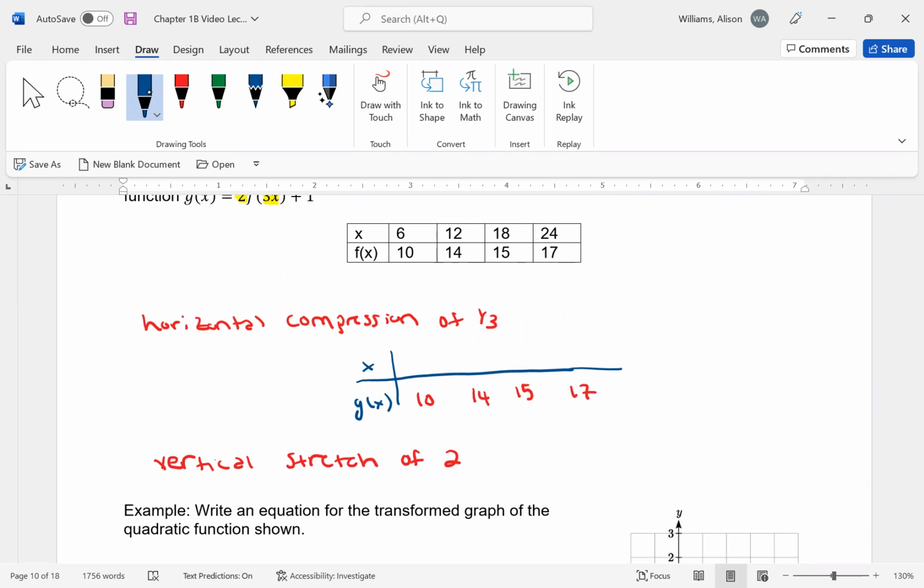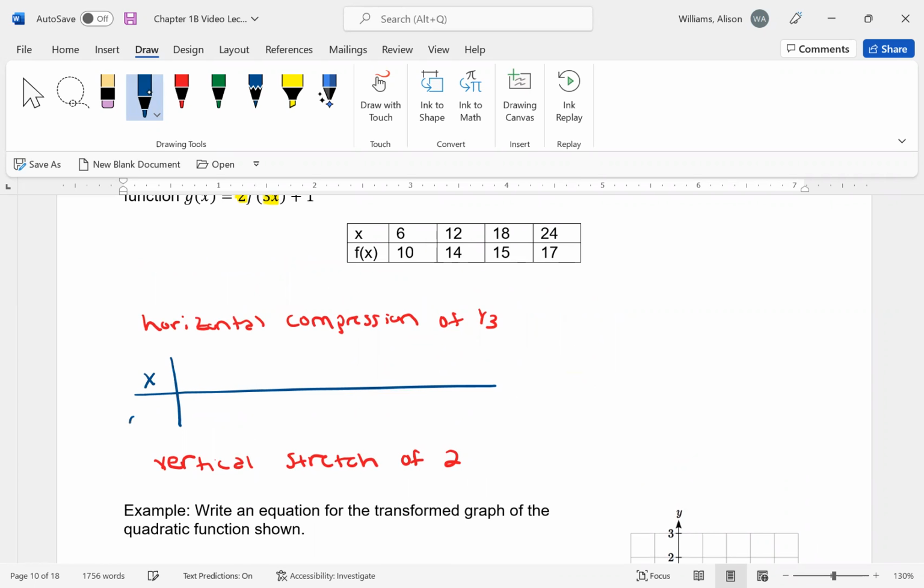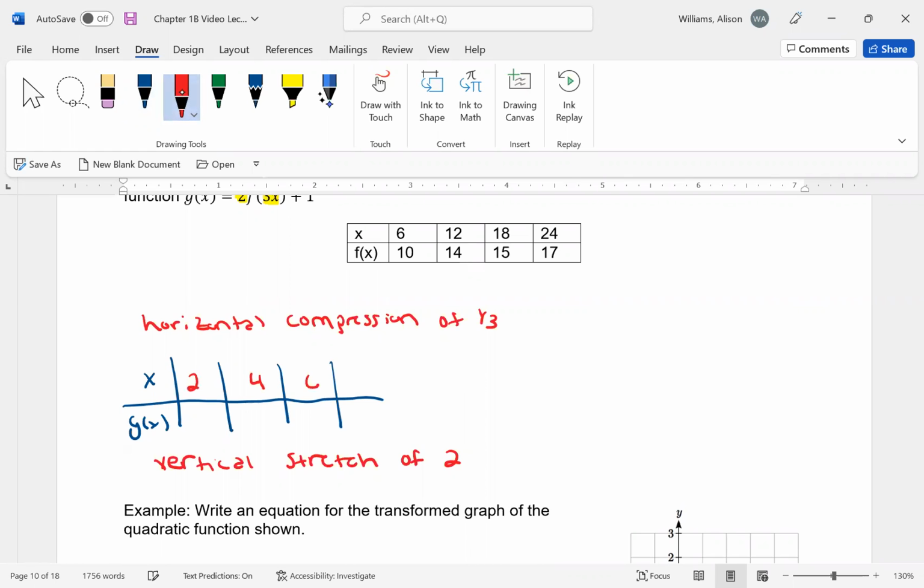Let's go ahead and shift this then. I'm going to shift this over. I know it's going to take a moment, but it's all right. X, G of X. Okay. Keep making that too long. Okay, so here, sorry, it was 2, 4, 6, and 8. All right. Just going to shift it over.